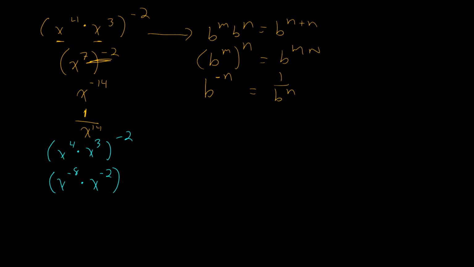This is very useful if these have different bases, but these have the same base. So now I can add exponents. Right, negative 2 times 3 is negative 6. So I add exponents, it's negative 14. And I get to the same place.